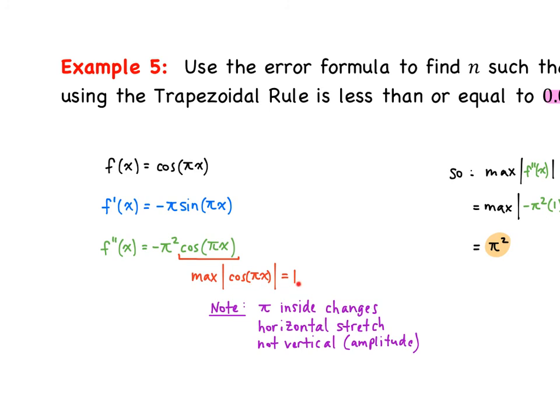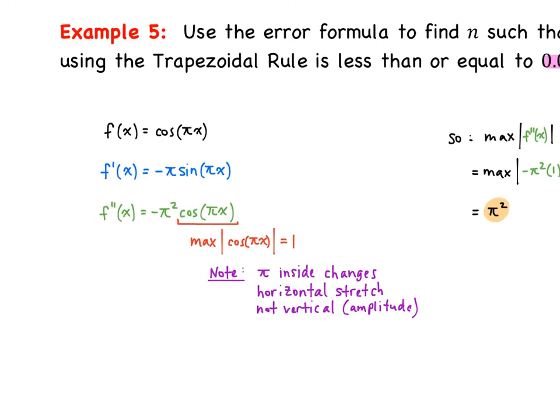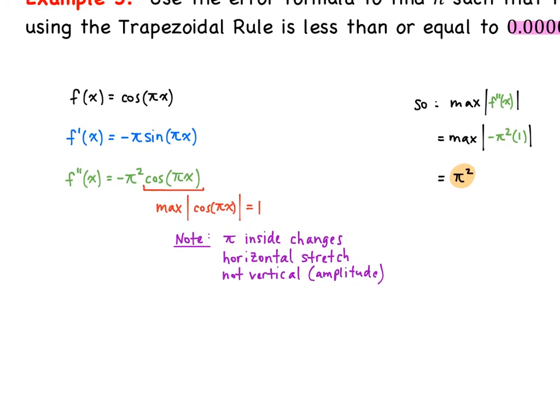Okay, so we can go ahead and just substitute that. I know the cosine maximum is going to be 1, so what's the total maximum of that f double prime? That leads us over here, okay? So we have this whole value is f double prime, okay? But the maximum that cosine of pi x can be is simply 1. So then taking the absolute value of that, we get the maximum to be pi squared, okay?